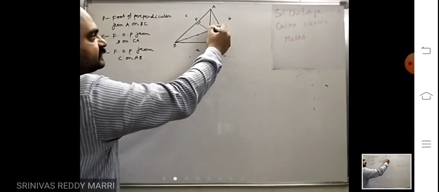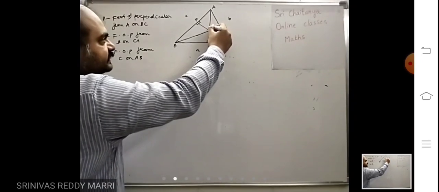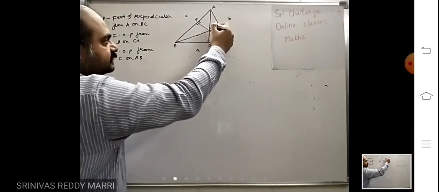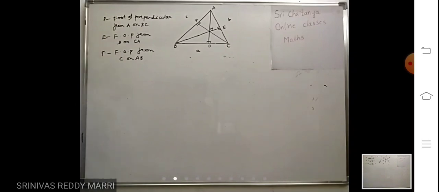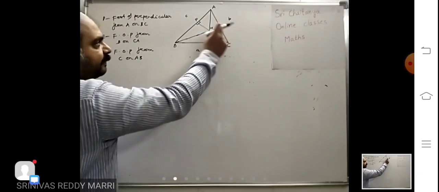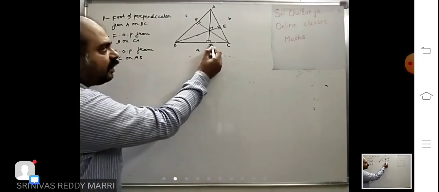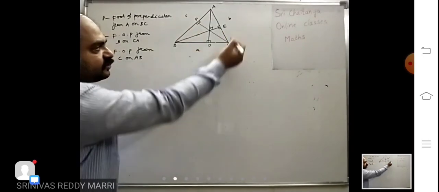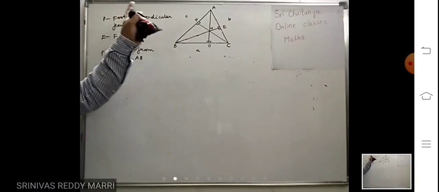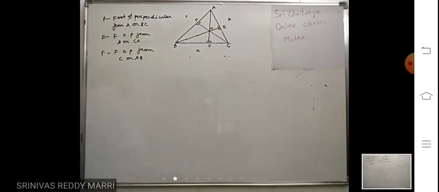Now look at this. So this is orthocenter. This is H. This is orthocenter of the triangle. Where the altitudes meet, that point is called orthocenter. Now these foot of perpendiculars are there. These are also called foot of altitudes. Foot of perpendicular or foot of altitudes.